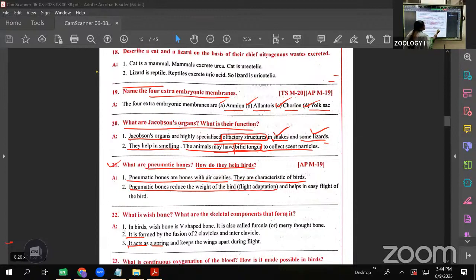This is a flight adaptation that helps easy flight of the bird. The pneumatic bones are useful for flight. Normally in other animals, the bones have bone marrow, and with that bone marrow they have weight. Here, instead of bone marrow, air cavities are present. That is one adaptation for flight. Clear. Next.